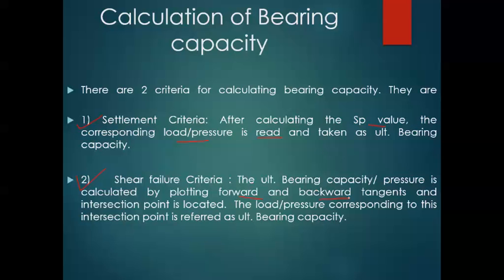Okay, so it is nothing but drawing the forward tangent and backward tangent. This is the forward tangent, this is the backward tangent. We get the intersection point, and using this we extend backwards until it meets the horizontal axis, to get the ultimate bearing capacity. So these are the two criteria and how they can be used to calculate the bearing capacity.